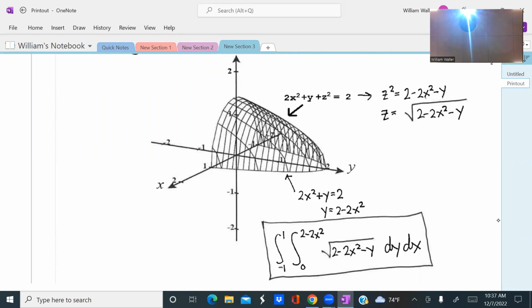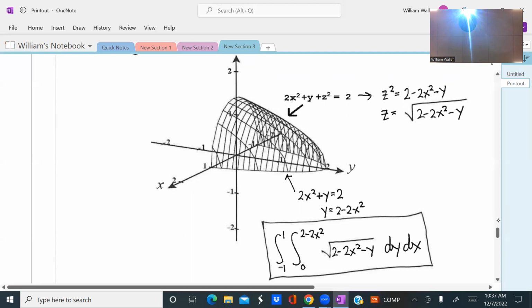Okay, so the formula for that surface now is 2x squared plus y plus z squared equals 2. We have that written in a general form, but remember, we want the formula for that surface solved for z. So I'm going to have to rewrite the equation. I subtracted 2x squared and y from the right-hand side, so I got z squared equals 2 minus 2x squared minus y. But that's z squared, so I want z. So I have to take the square root of both sides.